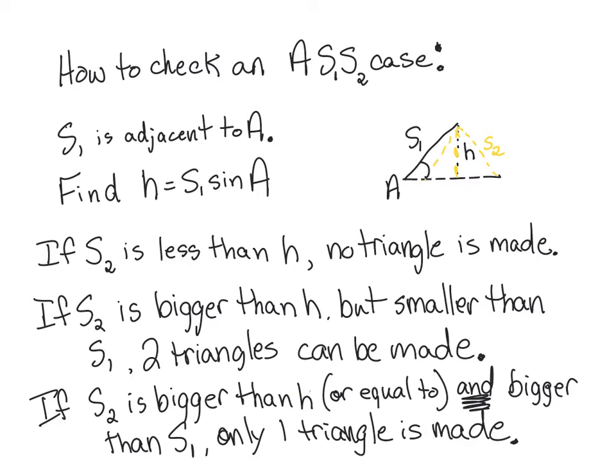If side 2 is bigger than H and bigger than C, then there's only one triangle because it couldn't swing back and forth. If it's too long, it would be out here or out here, which isn't a triangle with A on the inside, okay? So if it's bigger than side 1, then you're done. You can only make one triangle.